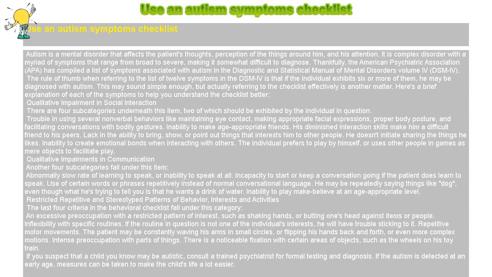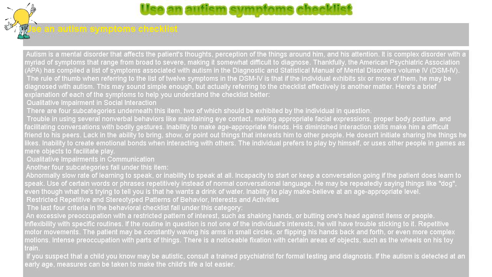An excessive preoccupation with a restricted pattern of interest, such as shaking hands, or butting one's head against items or people. Inflexibility with specific routines. If the routine in question is not one of the individual's interests, he will have trouble sticking to it.